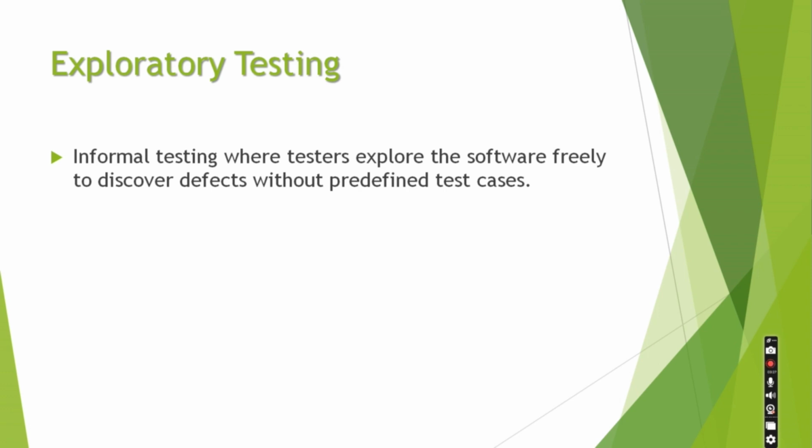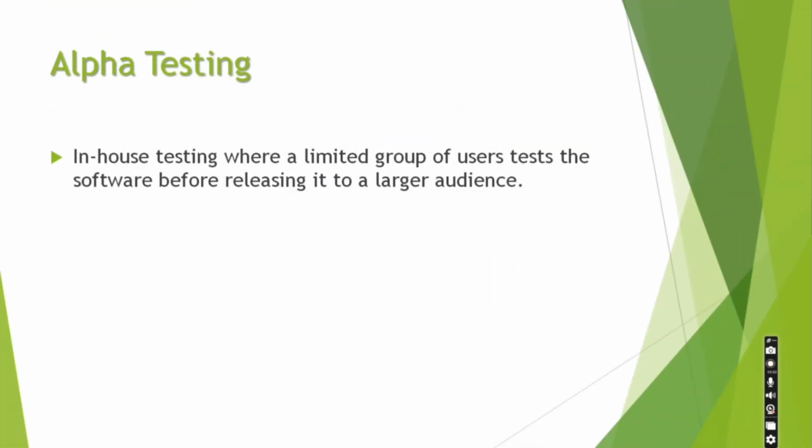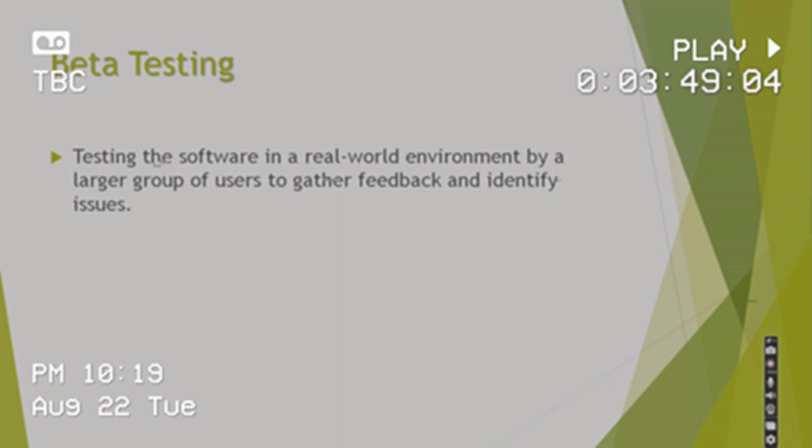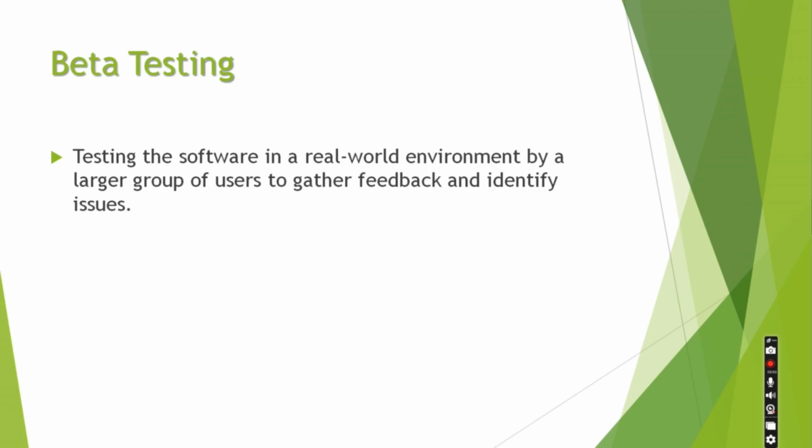Then we have alpha testing, that is testing by a small group of internal users before releasing the software. For example, a software company's employees testing a new version of their internal project management tool before releasing the software. Then we have beta testing. So here, testing the software in a real world environment by a large group of external users. For instance, allowing a selected group of users to try out a new social media platform before it's officially launched.